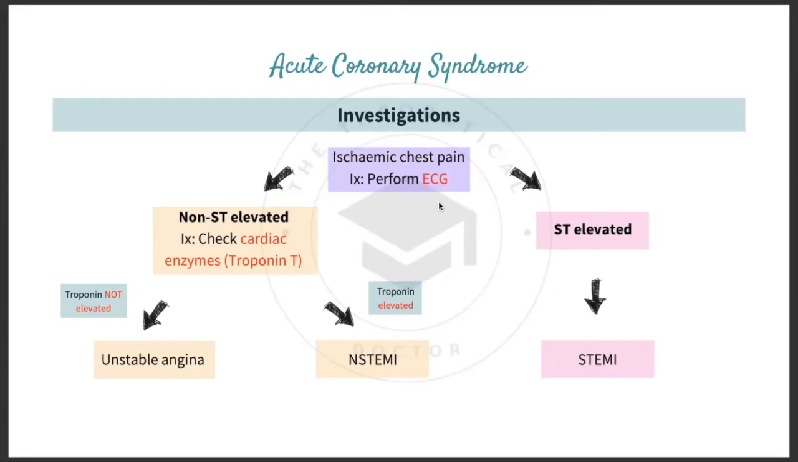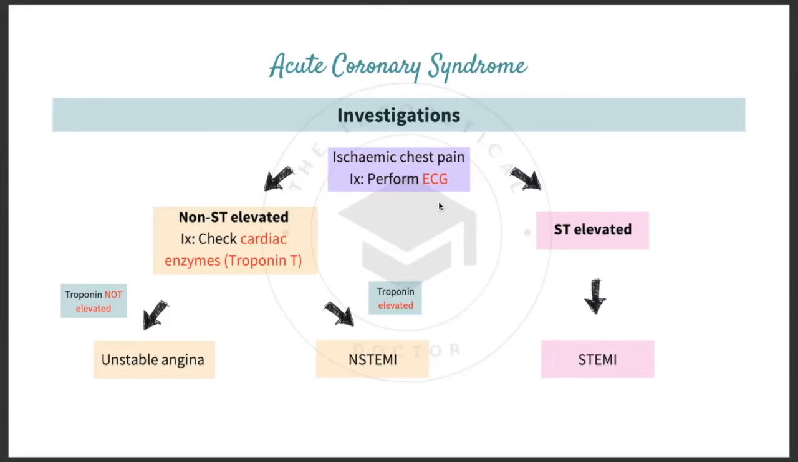And remember, for non-STEMI and unstable angina, they have the same presentation. So if it's elevated, it's a STEMI, an ST elevation myocardial infarction. However, if the ST segment is not elevated, then you need to proceed with checking the cardiac enzymes, particularly the troponin T. Now, if the troponin is elevated, it's a non-STEMI, a non-ST elevated myocardial infarction. However, if the troponin is not elevated, then you can classify this as an unstable angina.